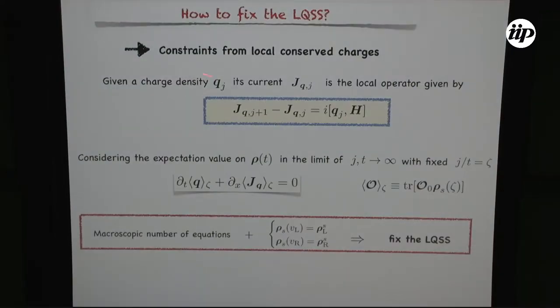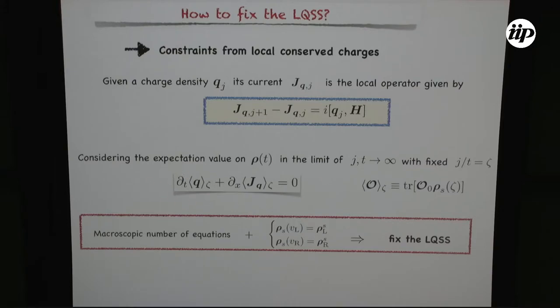Okay, so the idea instead is to consider really the density of these local conservation laws and to write the continuity equation for these densities. So you take the derivative of the density, and this is written in terms of the related current, the difference of the same current in two neighboring sites. This is just following from the fact that Q is conserved. And now you take the expectation value of this equation on your time-evolving state, and you take the limit of j, the position of this Q, and time to infinity. So you replace the expectation value with the expectation value of your locally quasi-stationary state. You use the assumption I made before, and you write this equation.